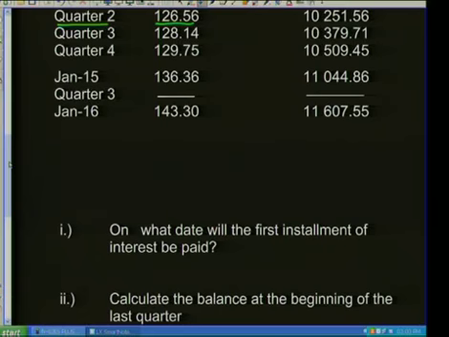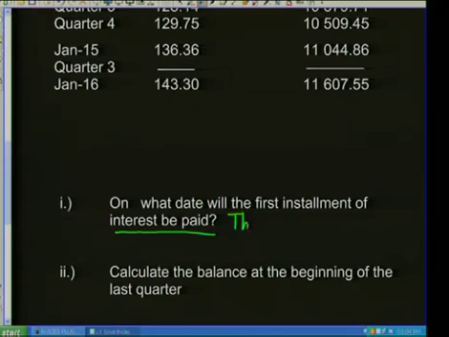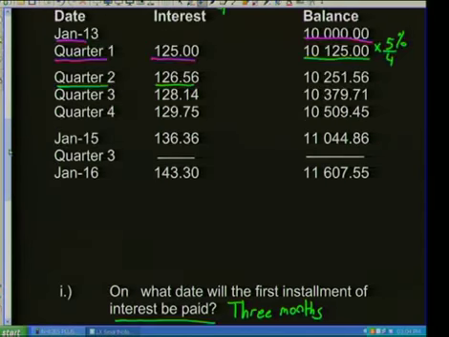So now let's see what kind of calculations we got. On what date will the first installment of interest be paid? Now, this is a nice question. We've already discussed that we are getting interest every quarter, and a quarter of a year is 3 months. So it's actually 3 months later, 3 months after he started. So we've got January, we can do February, March, and April.